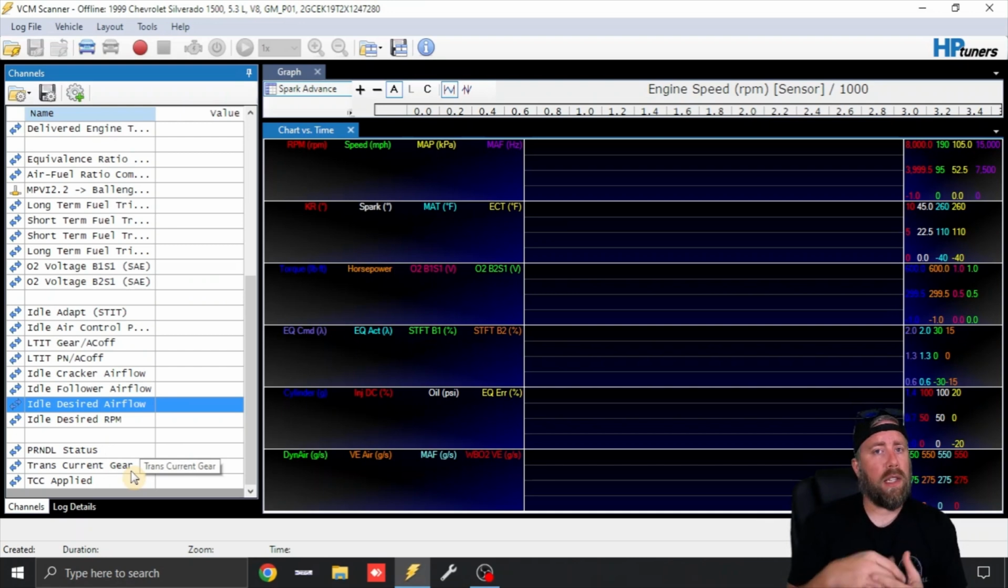Trans current gear is exactly that. It's going to tell you which gear the transmission is in. This does not show neutral or anything like that. This is just for forward gears only. So you're going to see gears of 1, 2, 3, 4, or 5, 6 if you're in Gen 4. And then TCC applied, this is a channel that is traditionally showing if the TCC is applied. Some vehicles are wired backwards, so sometimes this will say yes, it's applied when it's actually not, and vice versa.